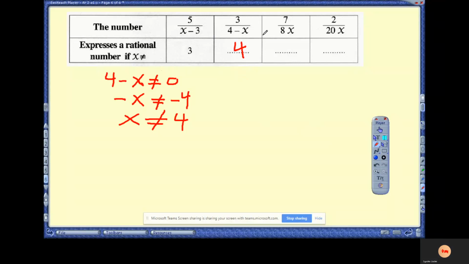Next one, 7 over 8x. To be a rational number, you will make 8x not equal 0. So x, you will divide by 8, so x not equal 0 divided by 8 equals 0. The answer here is 0. And this one is the same. x not equal 0.